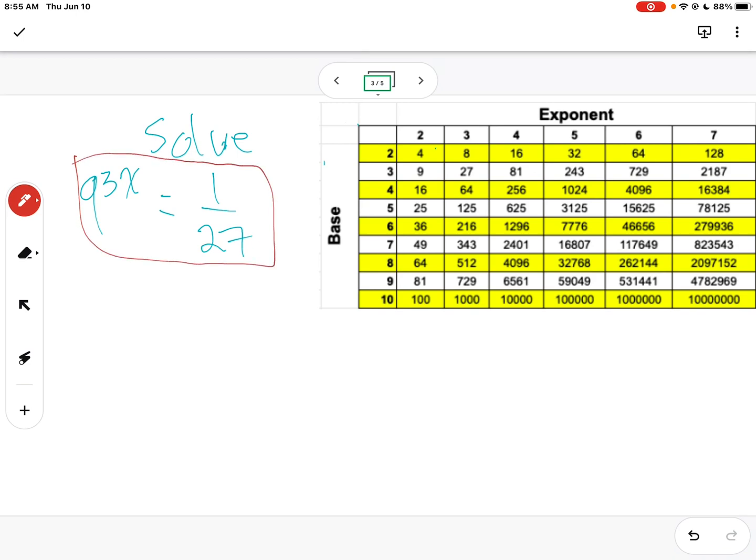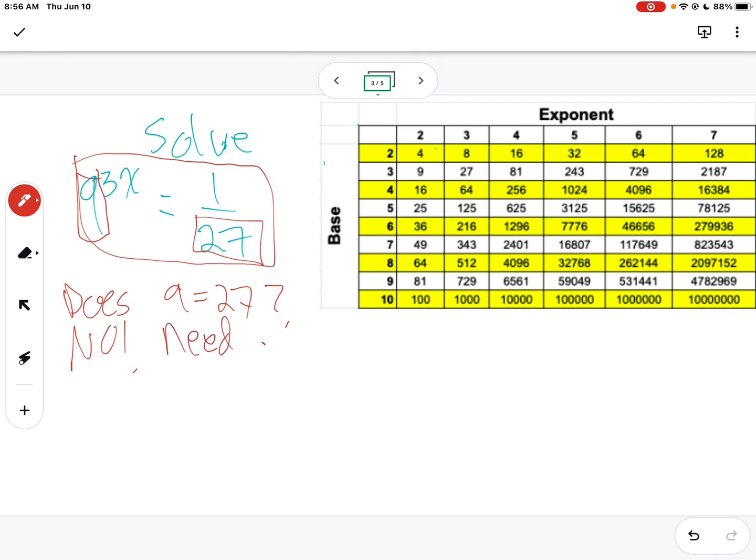So take a look at this. You've got a base of 9 and a base of, well, I have to do a 27 because it's in the bottom, right? So does 9 equal 27? Of course it doesn't. So now we need a common base.